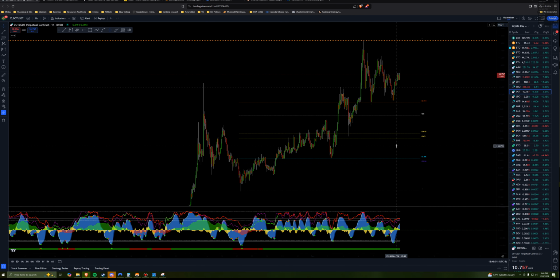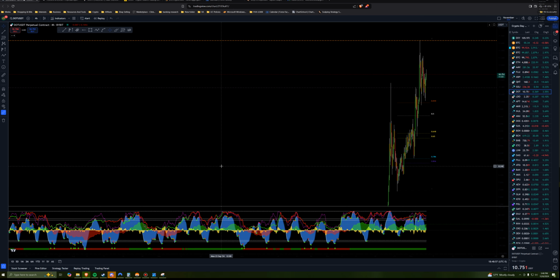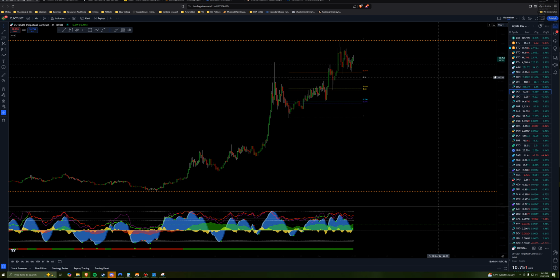Polkadot. Still looking strong. Divergences are strong on oscillators, but your money flow oscillator is definitely top dog. You give it a lot more weight.